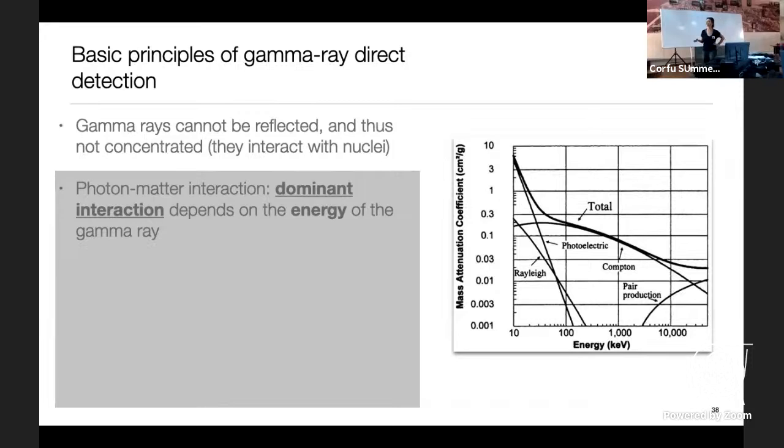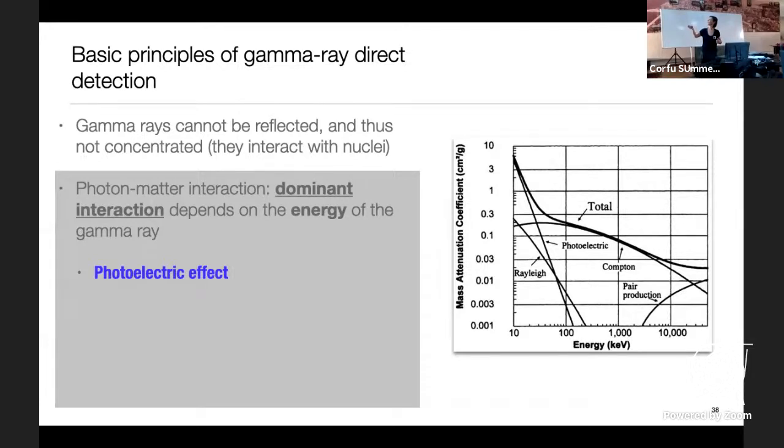Why do you want to interact with matter? Because you want to detect. In order to detect the photon, you need an interaction that converts your photon into some sort of signal. Usually what you detect are very often electrons, or low energy photons from an electron interaction. So here it's evident that if your photon is at low energies, then you're dominated by the photoelectric effect.